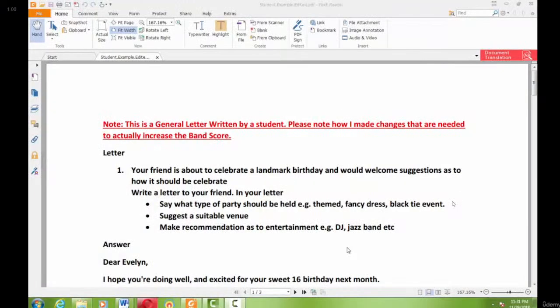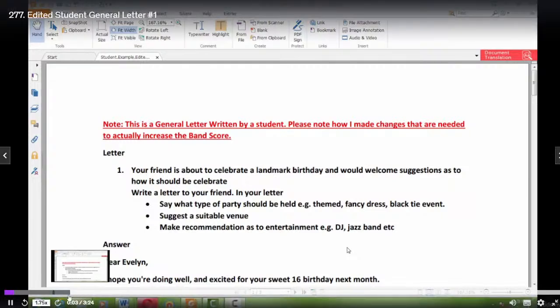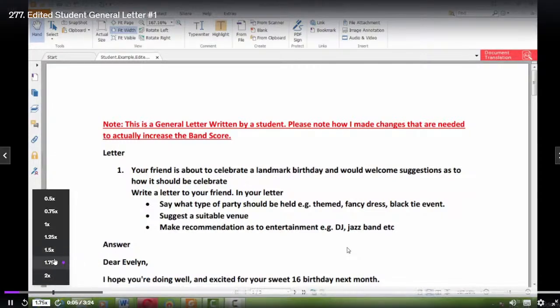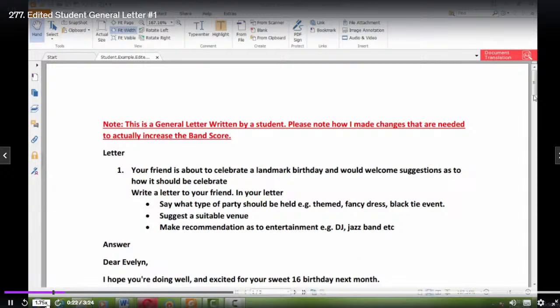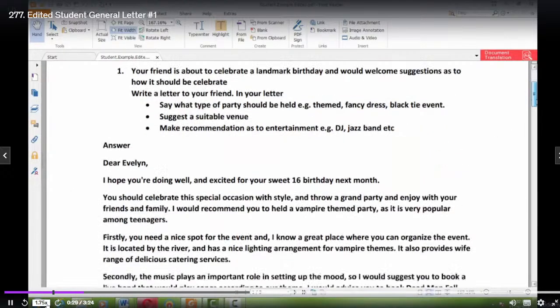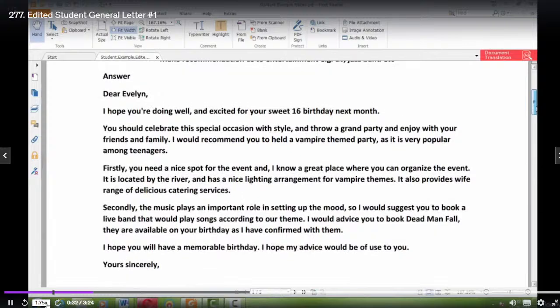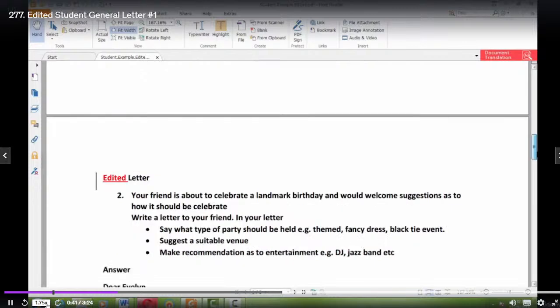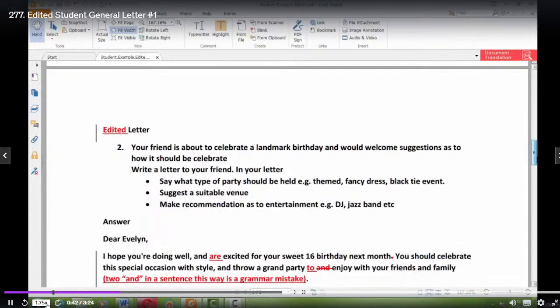Okay, everybody, in this lecture video, what we're going to be doing is taking a look at a general letter by a student, and then you'll be able to see how I made edits to the letter to make corrections and improve the band score, and then you can look at the revised changes. So I've already taken a look at the letter and edited it. But here you can read what the letter is about in terms of what the student is supposed to cover. And then after that, you can actually read the letter that the student made. This is the student's original draft of the letter. And then after that, you see all that red in the letter.